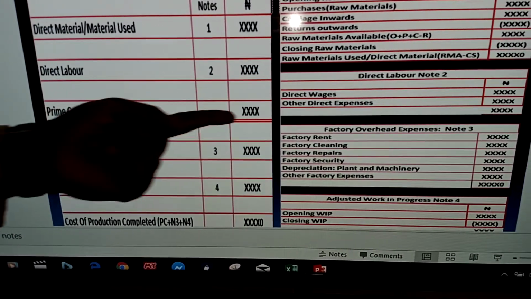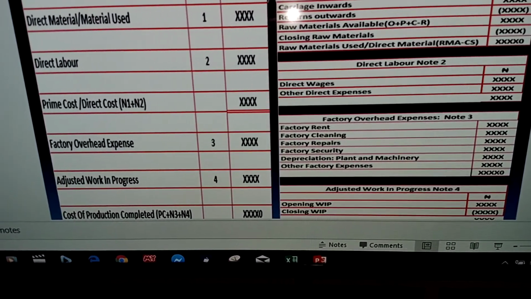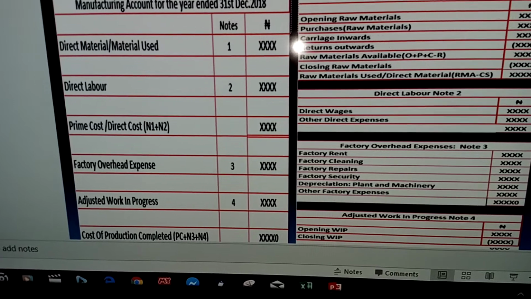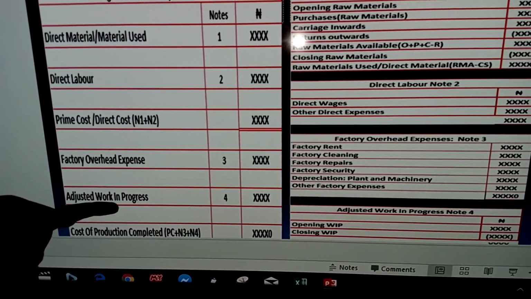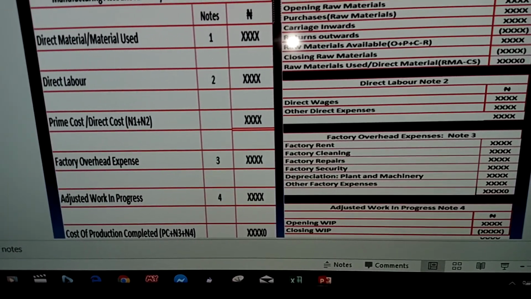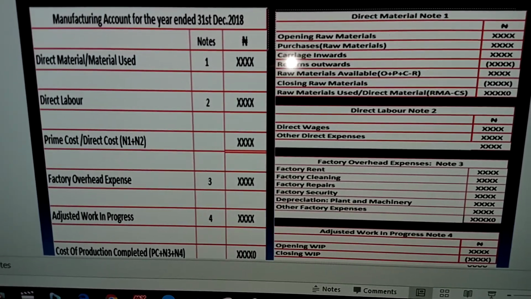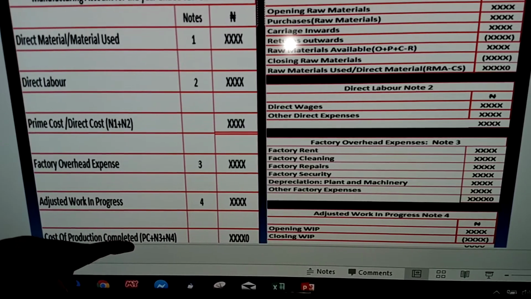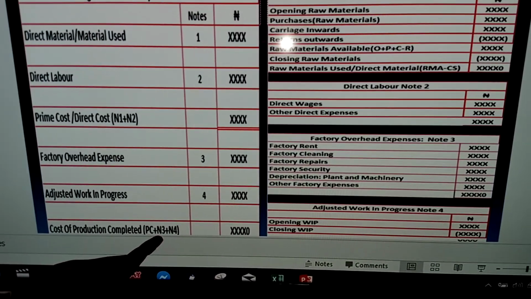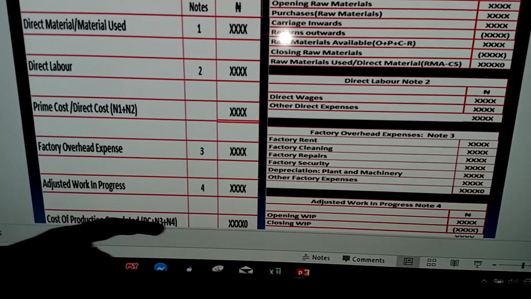cost. This is it. So when you now get your prime cost, you take into consideration your factory overhead expenses. Note 3 will give us what makes up your factory overhead expense. Then we have your adjusted work in progress. So when you add your direct materials and your direct labor to get your prime cost, and then add your factory overhead expense and your adjusted work in progress, you have your cost of production completed. So we have prime cost plus note 3 plus note 4. What is note 3? Factory overhead expense. What's note 4? Adjusted work in progress. When you add that together, you have your cost of production completed.